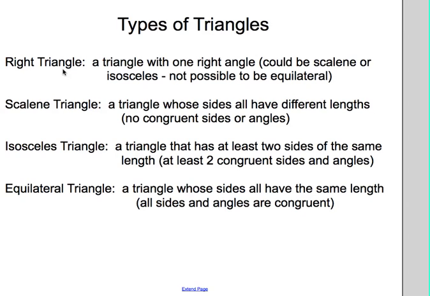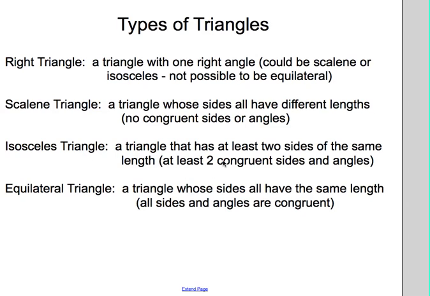Right triangle: a triangle with one right angle. Could be scalene or isosceles, but it's not possible to be equilateral. An equilateral triangle cannot have a right angle. Scalene triangle: a triangle whose sides all have different lengths. No congruent sides or angles. Isosceles triangle: a triangle that has at least two sides of the same length, so it will have at least two congruent sides and angles.